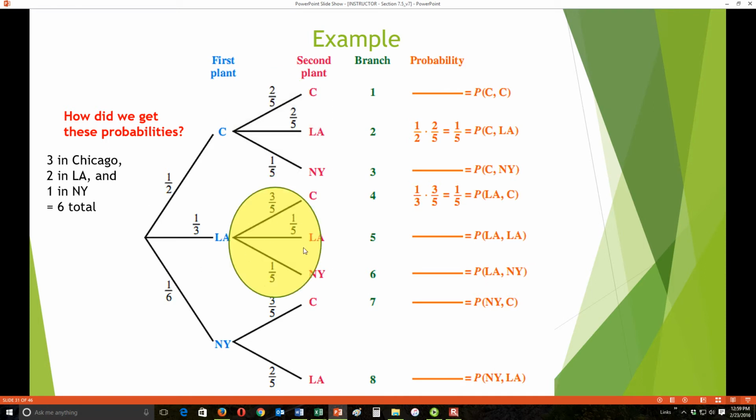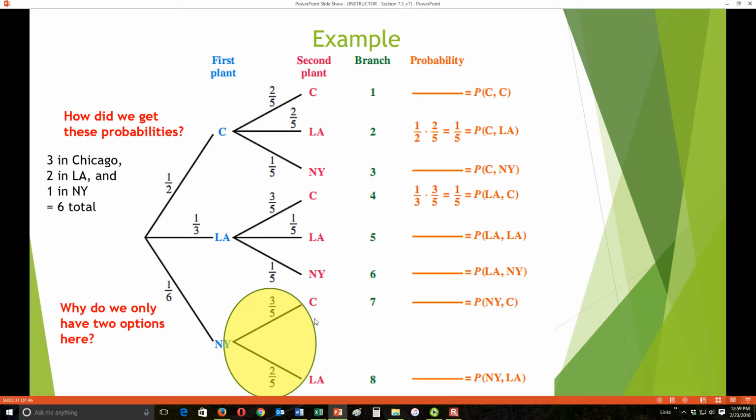I did the same thing down here. The only thing I'm doing is backing out LA now. There's 3 Chicago to begin with. There's still 3 left and 5 cities left to choose from, so 3/5, because I've already chosen LA. There's now only 1 LA because I'm already in LA, and again 5 total, so 1/5, and there's still 1 New York, so 1/5 down here.